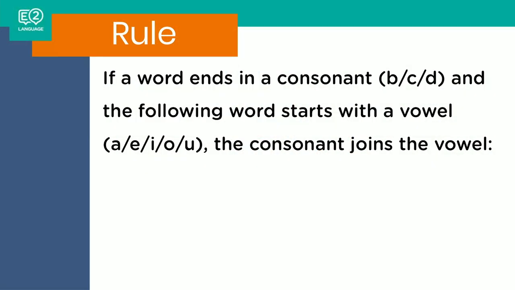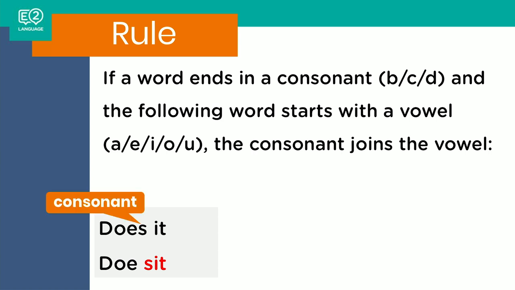So if a word ends in a consonant like b, k, d, and the following word starts with a vowel, a, e, i, o, u, the consonant joins the vowel. Let me explain what this means because it's very confusing. Look at these two words here. Does it or does it? Here I have a consonant and here I have a vowel. Therefore, the S moves to it, and I say, does it, does it.